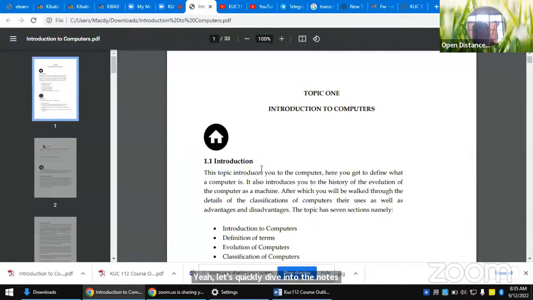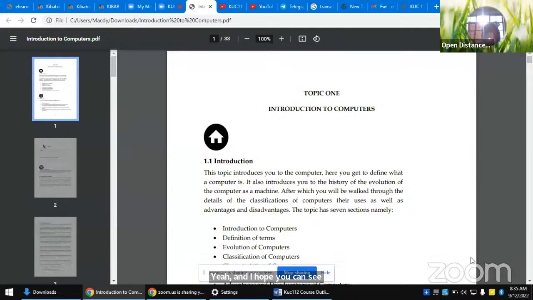So today, first years, I'm privileged as your lecturer in this course to take you through this topic one. And topic one is Introduction to Computers. Hope you can see my screen. Yeah, and I hope you can see it very clearly. Yeah, you can see my screen. So Introduction to Computers is our first topic.